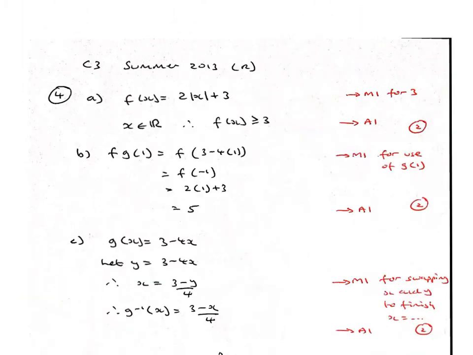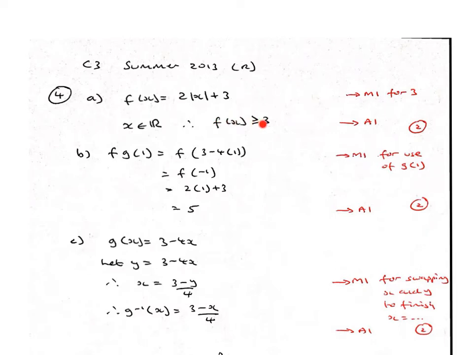In question 4 we've got this function, 2 mod x plus 3, and we need to find the range of f. Well, the modulus of x is positive values only, so the smallest value is 0 and the biggest value is infinite. So if you times that by 2 and add 3, then we get values greater than or equal to 3.